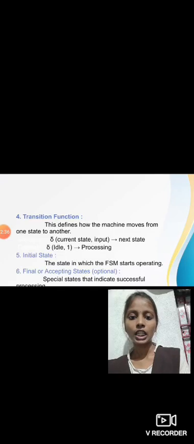Fourth one is transition function. This defines how the machine moves from one state to another. That is delta of current state, comma input, gives the next state. And the fifth one is initial state, the state in which the FSM starts operating. And the sixth one is final or accepting states. These are the special states that indicate success.